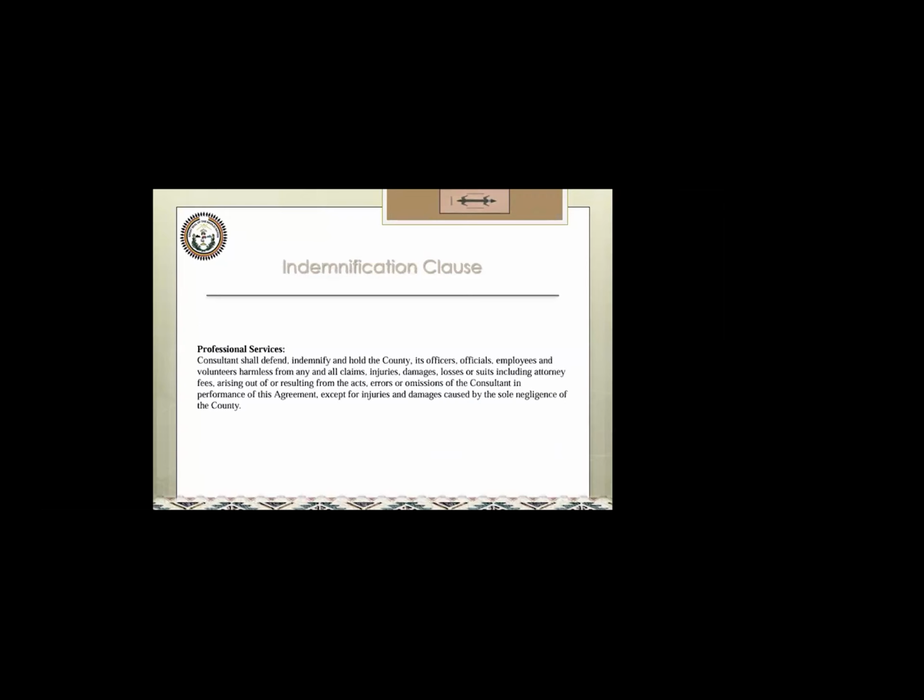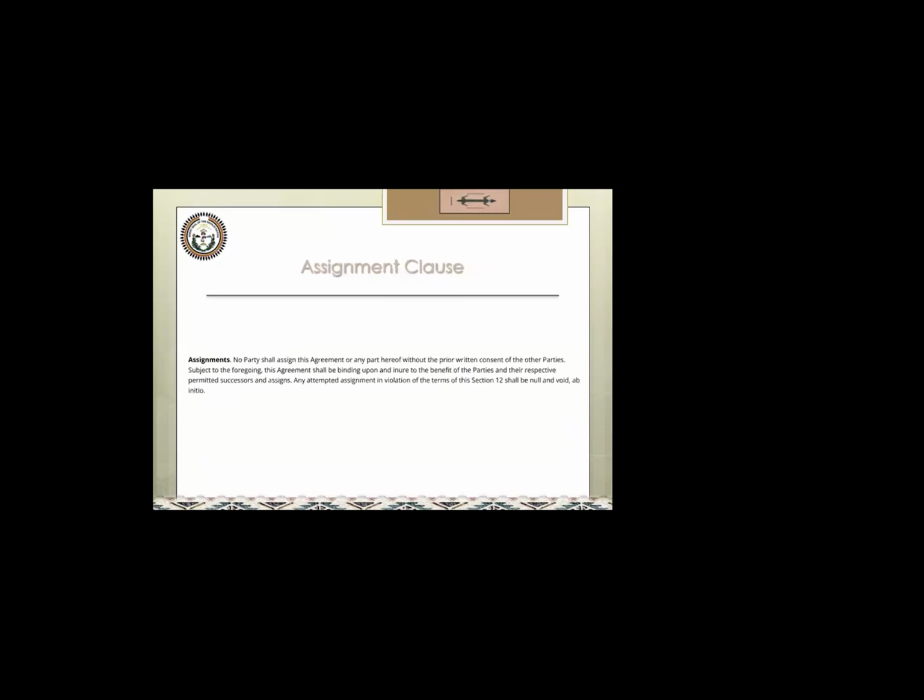That's the forward-thinking mind. Indemnification clause for professional services. Consultant shall defend, indemnify, and hold the county, its officers, officials, employees, and volunteers harmless from any and all claims, injuries, damages, losses, or suits, including attorney's fees, arising out of or resulting from the acts, errors, omissions of the consultant in performance of this agreement. Typical indemnification clause. Assignment clause.